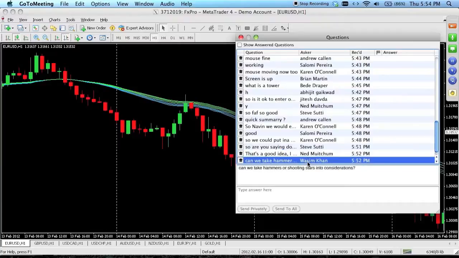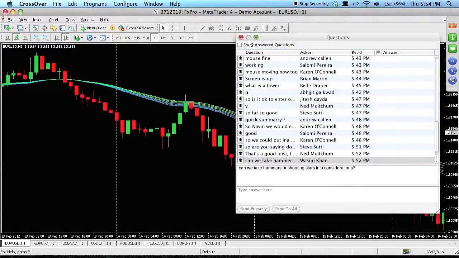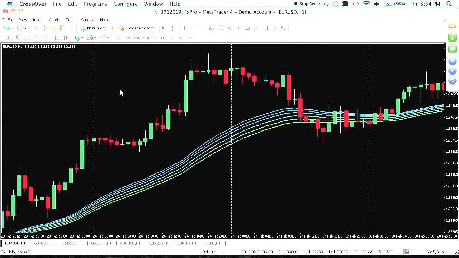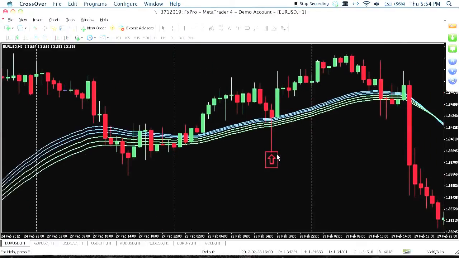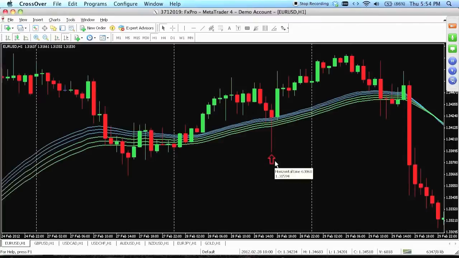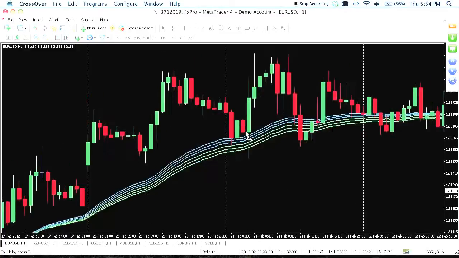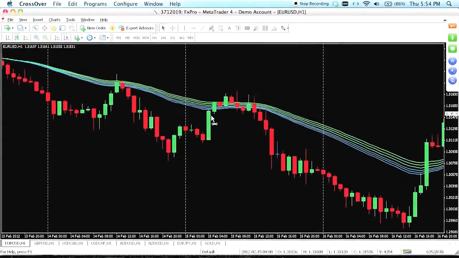Okay, can we take hammers or shooting stars into consideration? Yes, Wasim, you guys can take any formations on or around these MAs. Obviously, if you have hammers around these MAs, it's perfect. For example, the trade that we just looked at earlier, which one did we look at? This one right here. A nice hammer formation, exhaustion candle, or a pin bar, whatever you like to call it, gives you a heads up that okay, the market is going long no matter what. It's a sure shot. So there are several examples like that. So yes, you guys can take it into consideration.